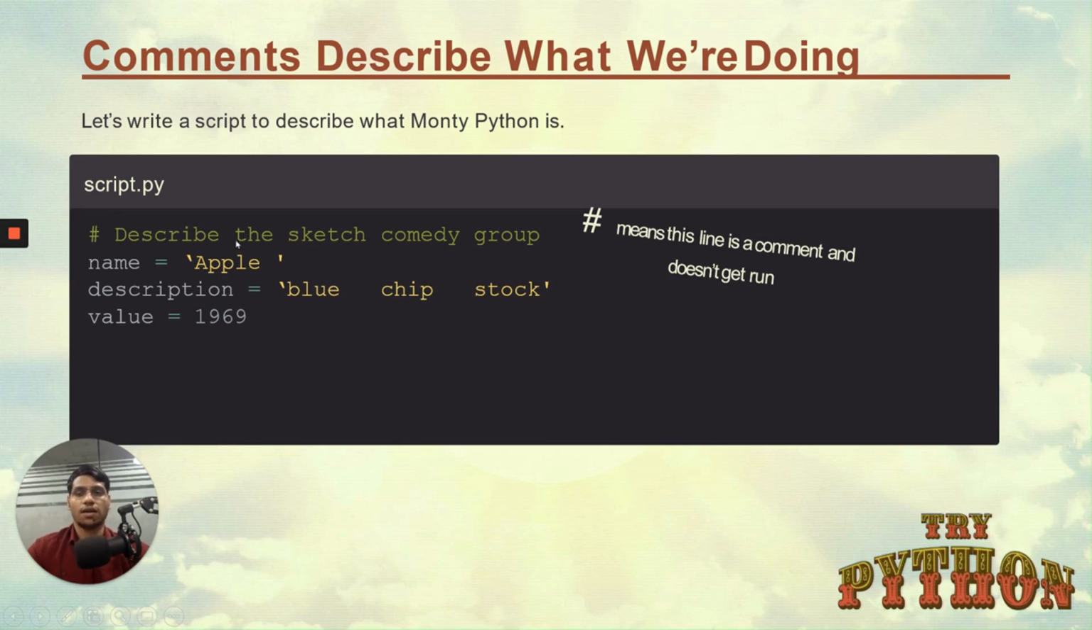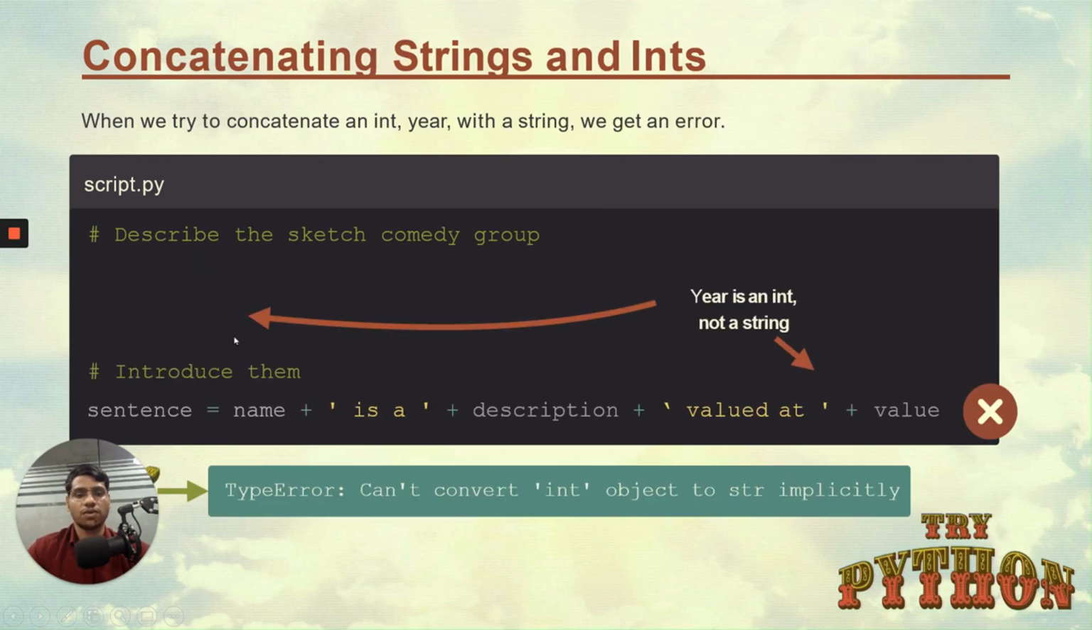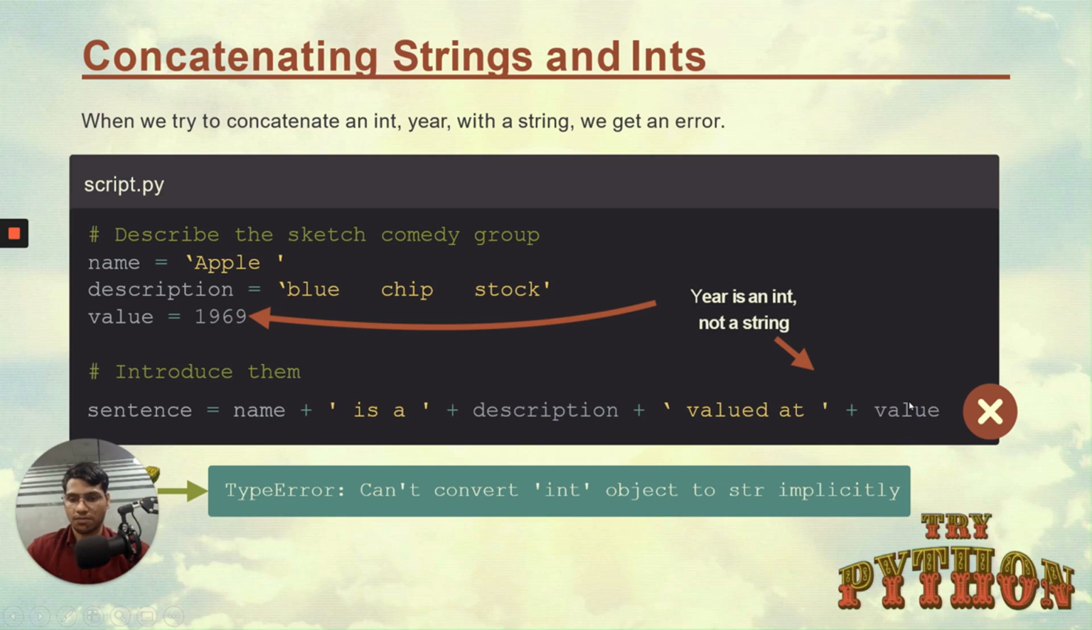So here I've written a comment like describe the sketch comedy, and I have made a few variables like name, description, and value. And I'm trying to add everything. Now if you see here, I have made a variable called value, which is an integer. And here I'm trying to add an integer with a string. In Python, it is not allowed. You're trying to add two different types of value.